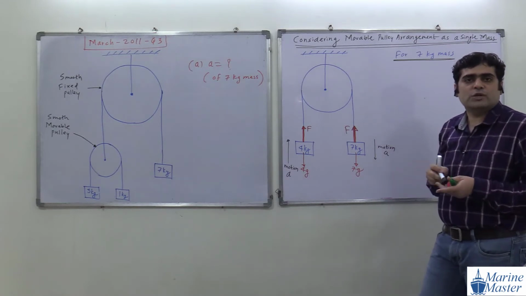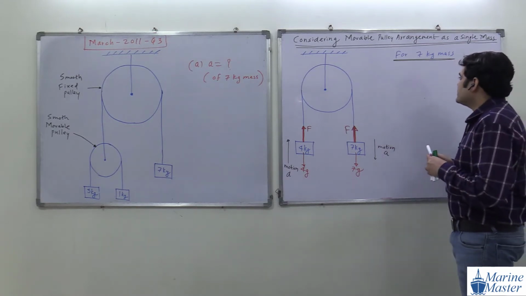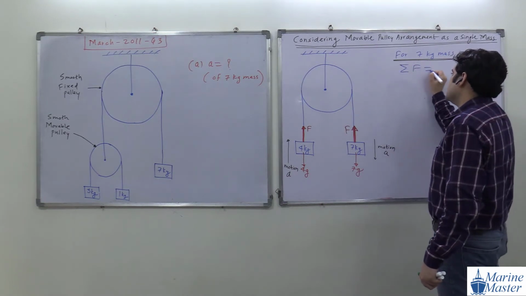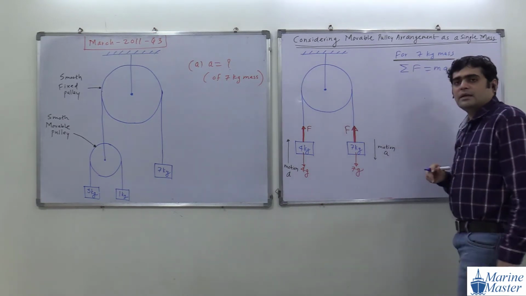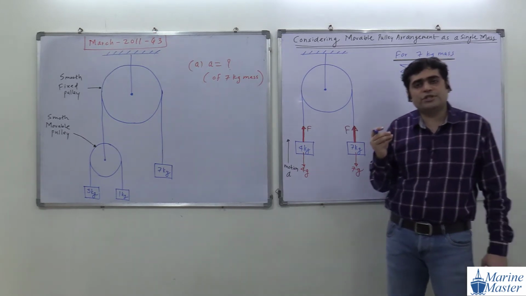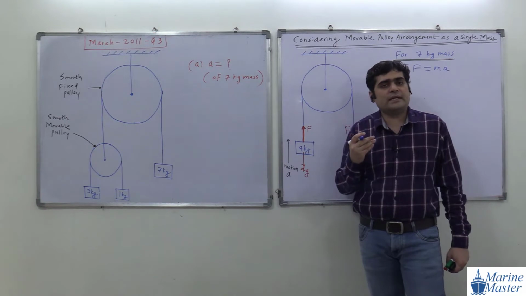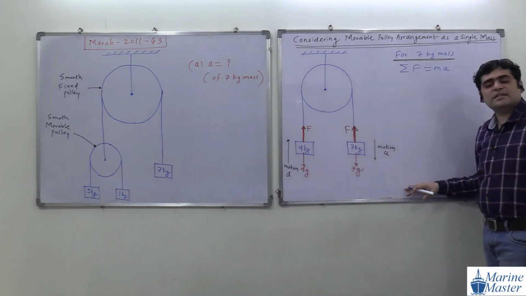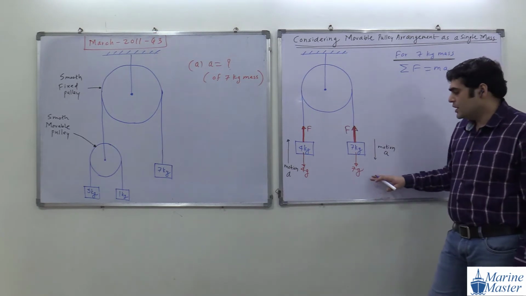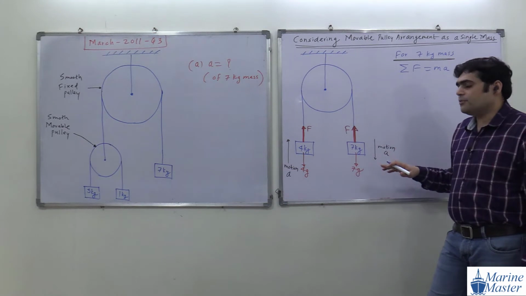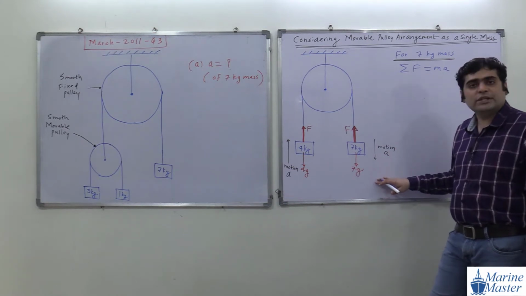We can apply Newton's second law of motion. So for the 7 kg mass, summation of force is equal to what guys? Forces in the direction of motion we can consider as positive, and opposite forces we can consider negative. So what are the forces here in the direction of motion for the 7 kg mass?